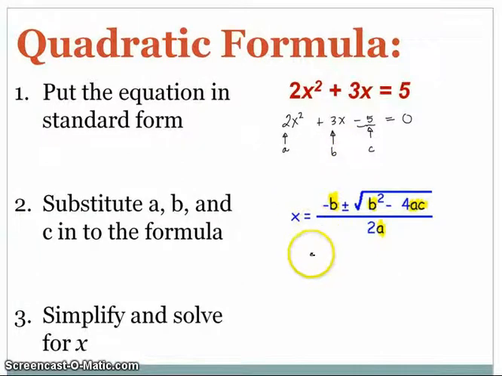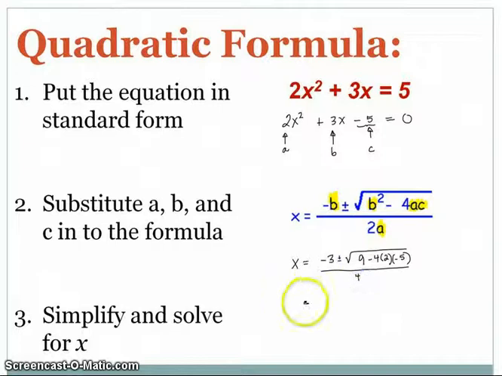And now I can substitute these values into my equation. I get x equals minus b, which is minus 3, plus or minus the square root of b squared, which is 9, minus 4 times a, which is 2, times c, which is negative 5, all over 2a, which is 4. So I get x equals minus 3 plus or minus the square root of, now 9 minus a minus 40 is 49, all over 4.